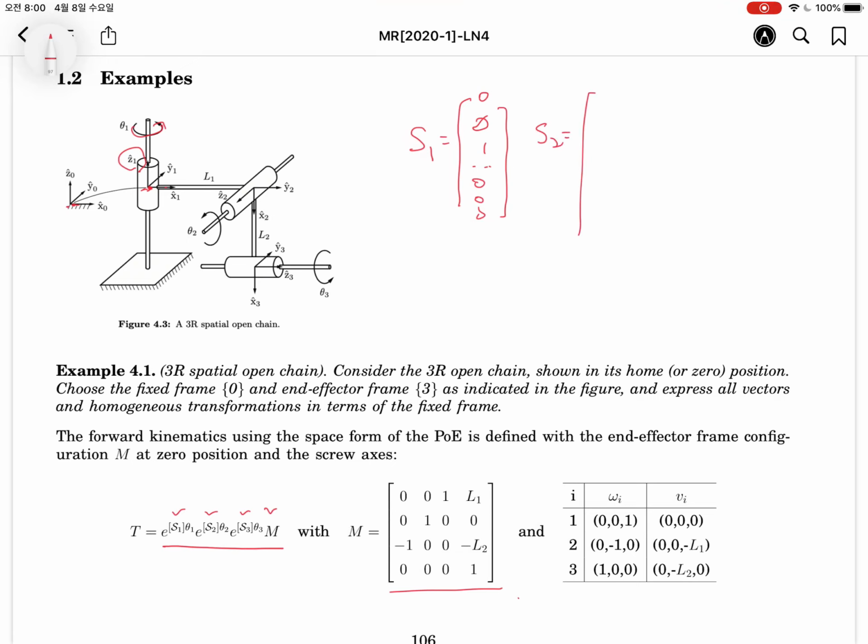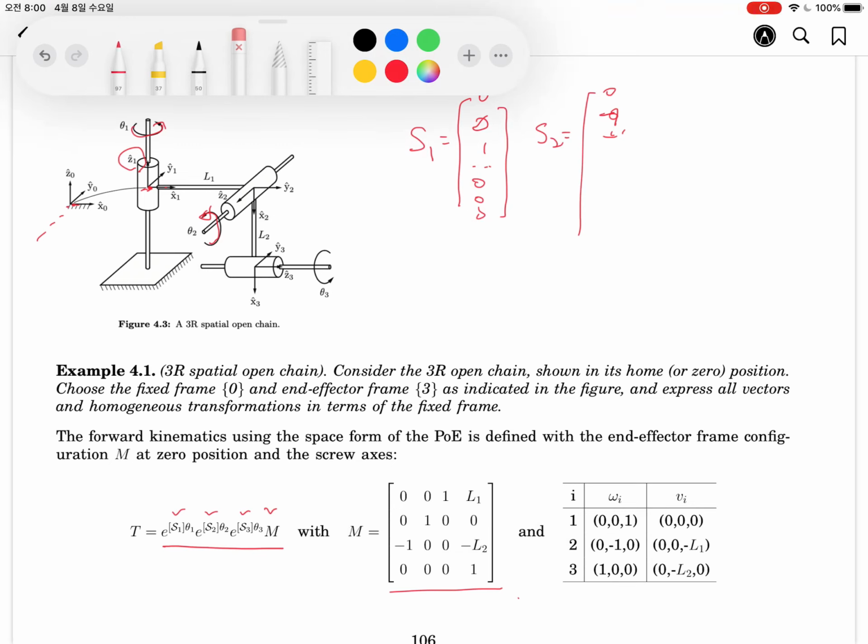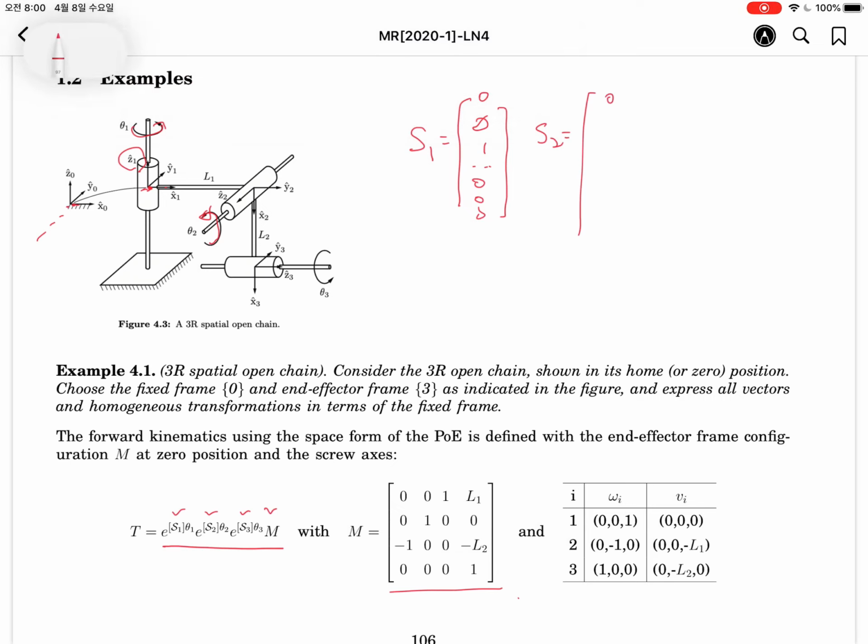Okay, S2. Here the rotational movement of this part will be the minus y direction, so 0, minus 1, 0. If you apply the rotational motion of this one, then this position will move like this, in the minus z direction with the magnitude of L1. So 0, 0, minus L1.